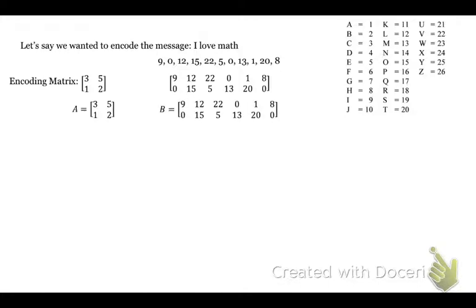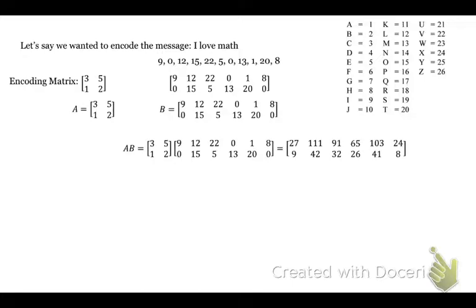So let's just say that A equals the 3, 5, 1, 2 matrix, and B equals the 9, 12, 22, and so on matrix. I can multiply these two together. So A times B would be that, and I just used my calculator here. I did not do all of this out by hand. That would be so silly of me to do. And I ended up with 27, 9, 111, 42, 91, 32, 65, 26, 103, 41, 24, and 8.